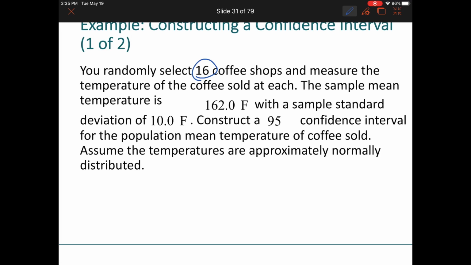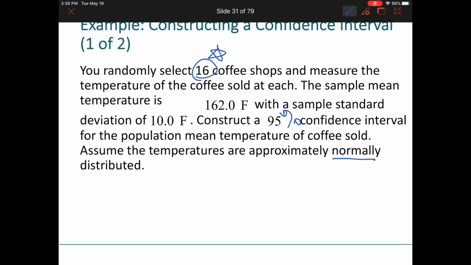Pick any one of those three. Now we're going to select 16, only 16 coffee shops, and measure the temperature of the coffee sold at each. The sample mean temperature is 162 degrees Fahrenheit with a sample standard deviation of 10 degrees Fahrenheit. Construct a 95% confidence interval for the population mean temperature of coffee sold.